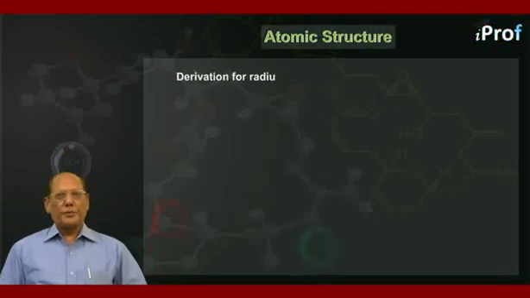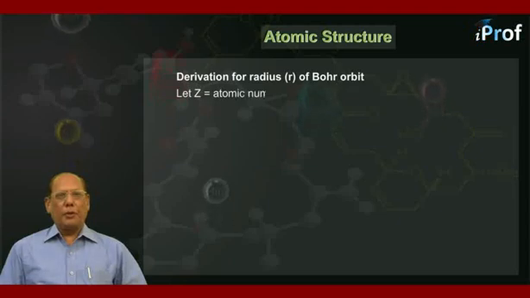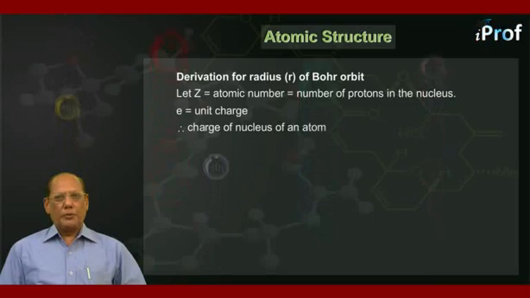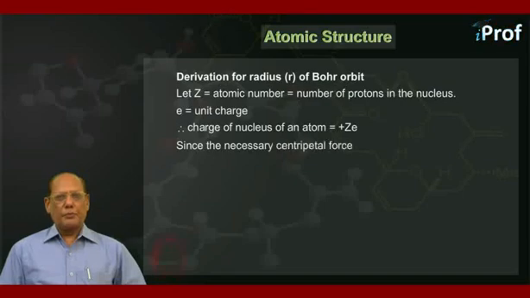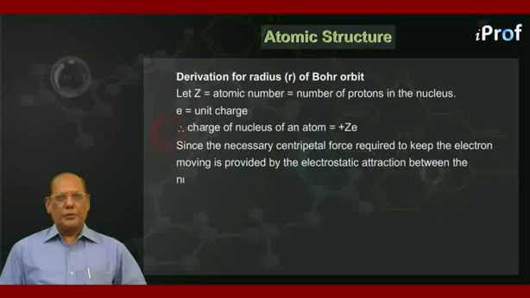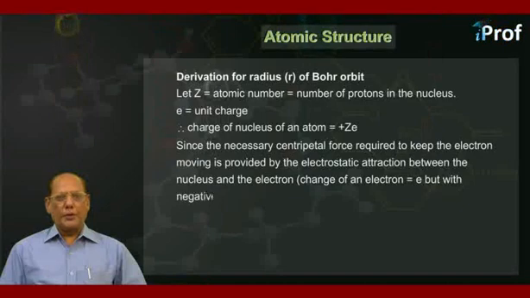Derivation for radius r of Bohr orbit. Let Z equal to atomic number, that is equal to number of protons in the nucleus, and e equal to unit charge. Therefore, charge of the nucleus of an atom is equal to plus Ze. Since the necessary centripetal force required to keep the electron moving is provided by the electrostatic attraction between the nucleus and the electron, and charge of an electron is equal to e but with negative character.